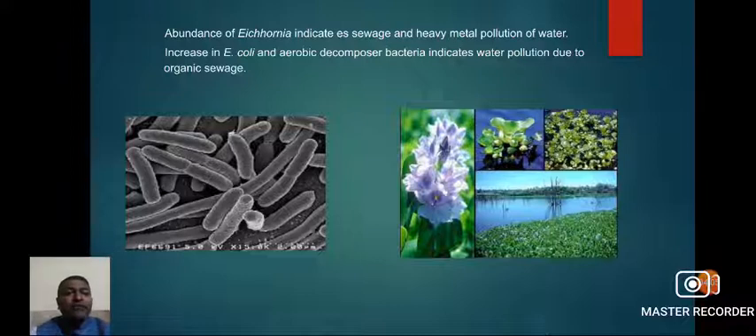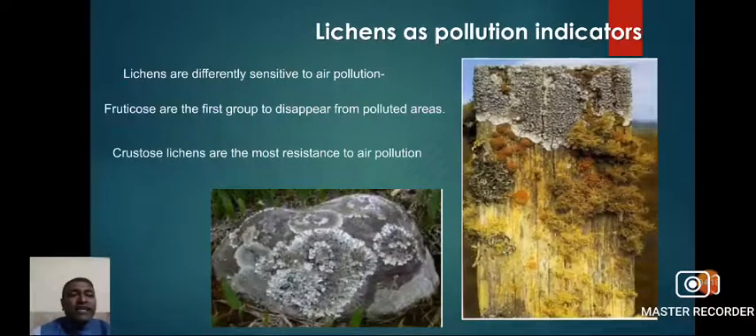Then, abundance of Eichhornia indicates the sewage and heavy metal pollution of the water. Also, there will be increase in E. coli colonies. Then, lichens can be useful in pollution indicators also.